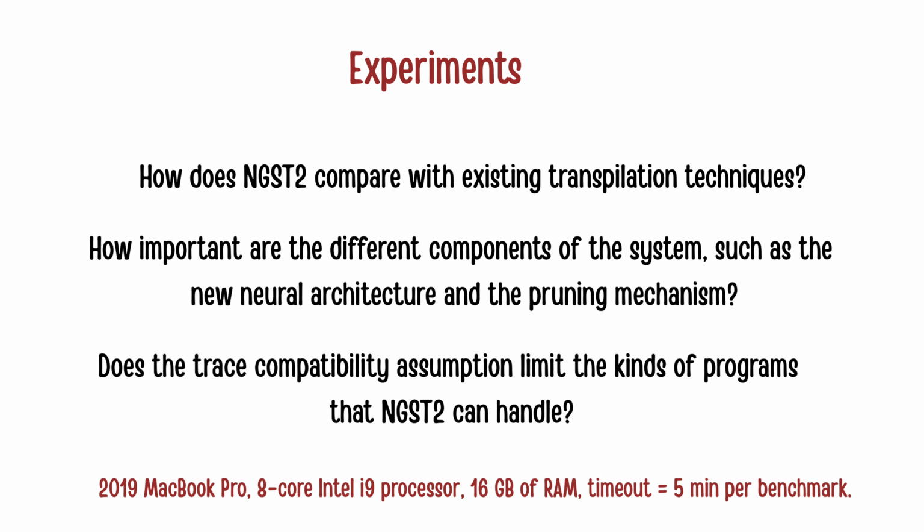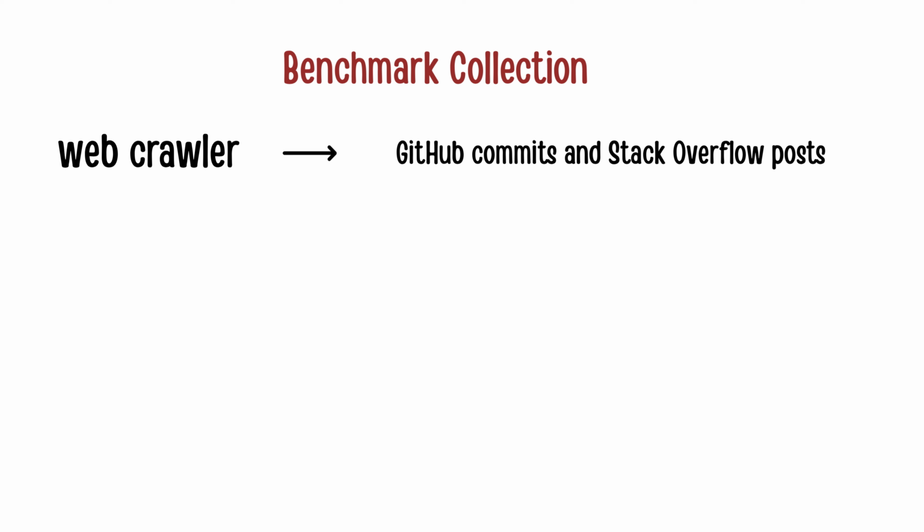All experiments were run on a 2019 MacBook Pro with an 8-core Intel i9 processor, 16 gigabytes of RAM, and a timeout of 5 minutes per benchmark. Instead of evaluating only on synthetic examples, the researchers wanted realistic programs. So they built a web crawler that searched GitHub commits and Stack Overflow posts for examples where developers had manually converted imperative code into functional code.